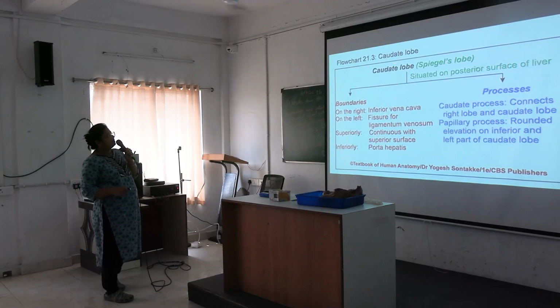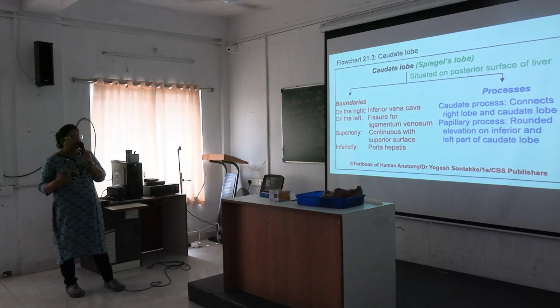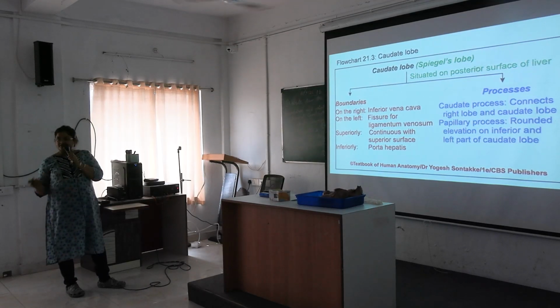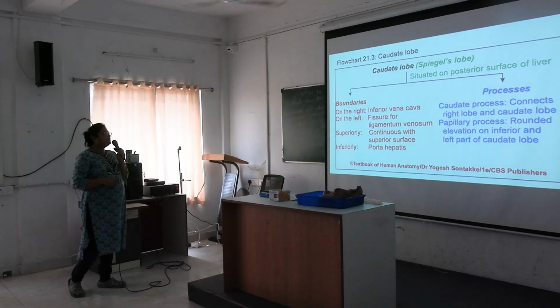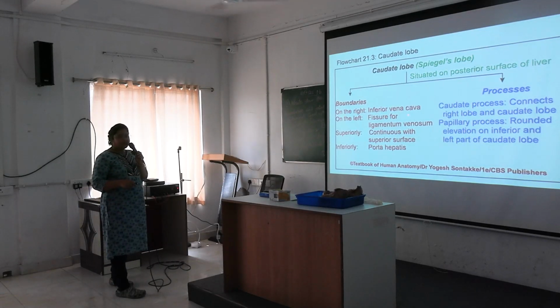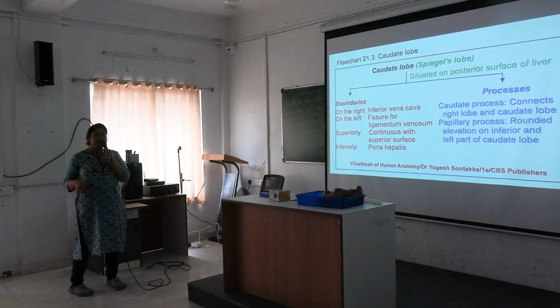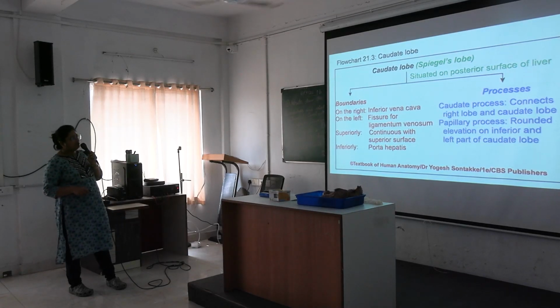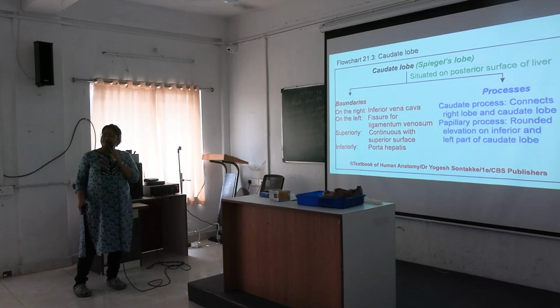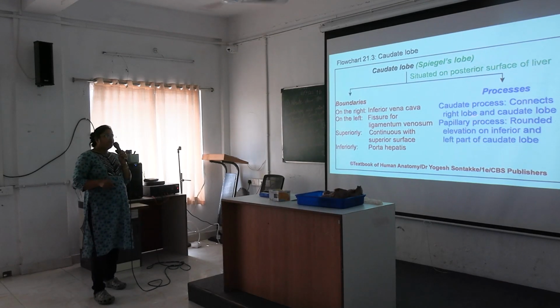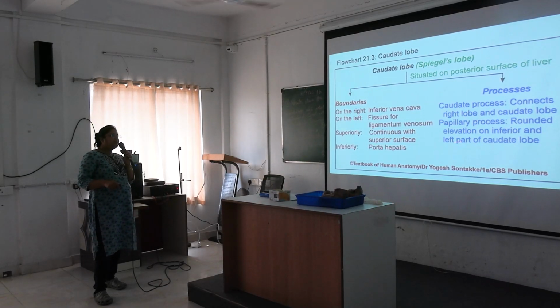So we'll discuss the lobes in summarization. The caudate lobe is a small lobe situated on the posterior surface of the liver. Boundaries are, on the right side, the inferior vena cava groove; to the left, the fissure for ligamentum venosum; superiorly continuous with the superior surface; inferiorly the porta hepatis. Processes are the caudate process and the papillary process. The caudate process connects the right lobe and caudate lobe. The papillary process is a rounded elevation on the inferior and left part of the caudate lobe.